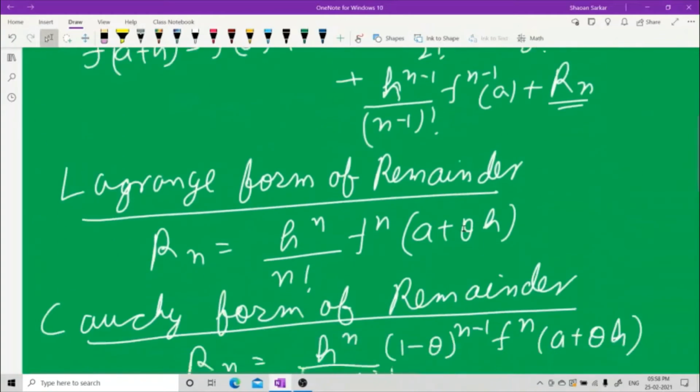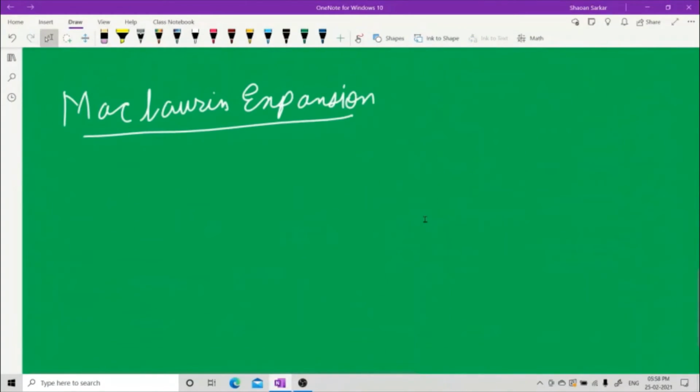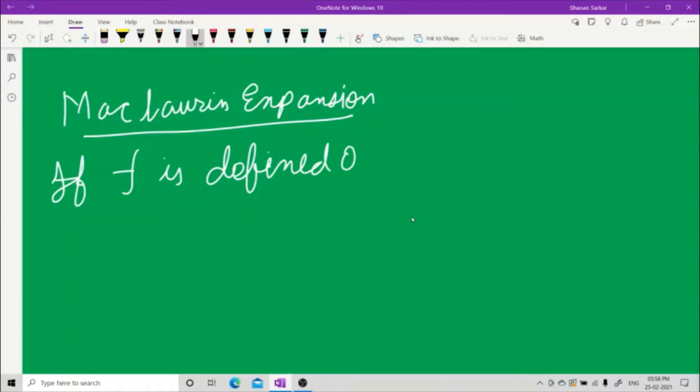Now see, here we will come to this Maclaurin's expansion. F is defined on 0 comma x. See here a is 0 and a plus h is x. This is the point, such that this x is of course greater than 0.